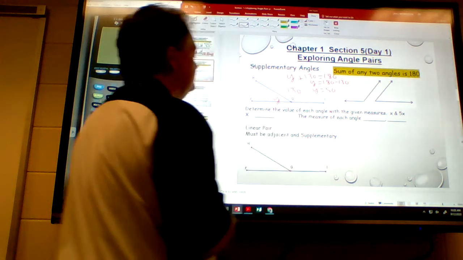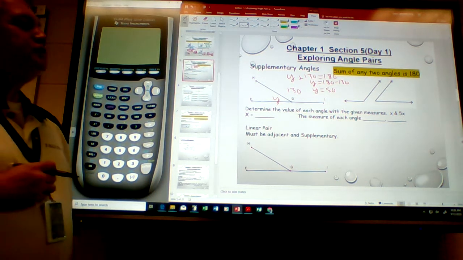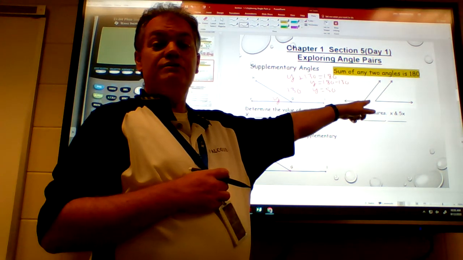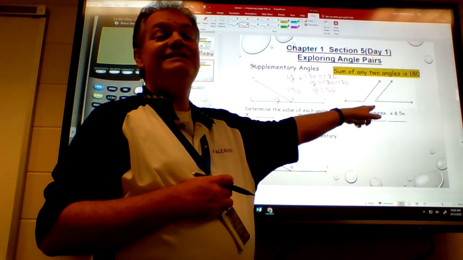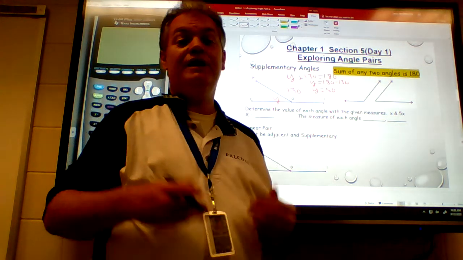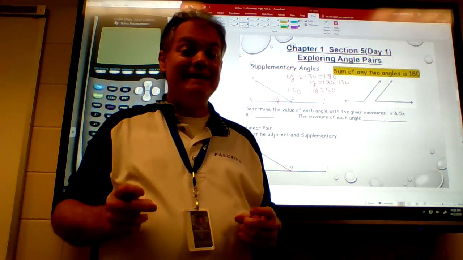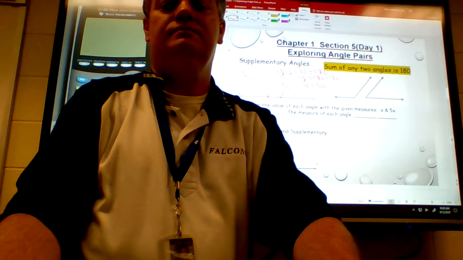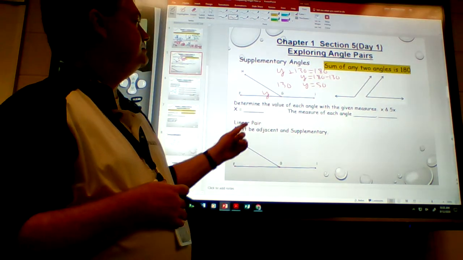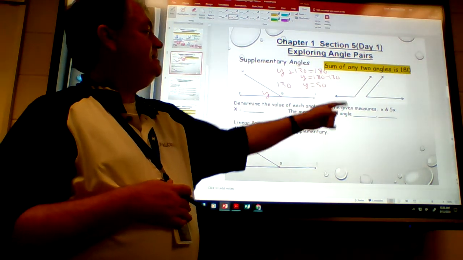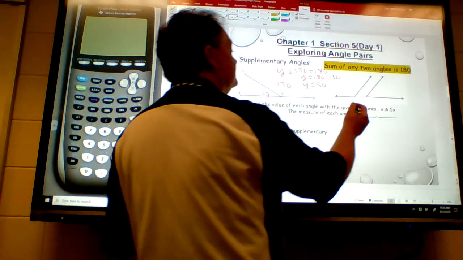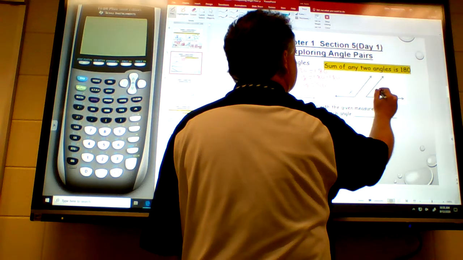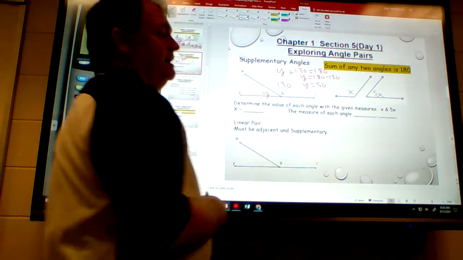All right. Now I want to show you something right here. These two angles are supplementary. They're not adjacent to each other because they don't share a common endpoint or a common ray, but they are supplementary to one another. But in this case, we say that this angle right here is x and that that one is 5x.